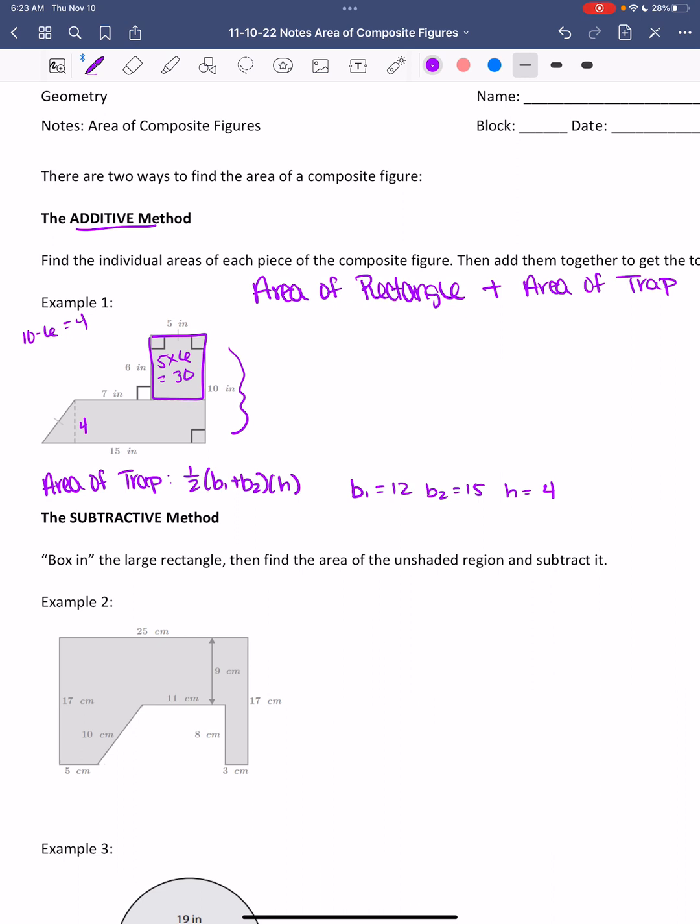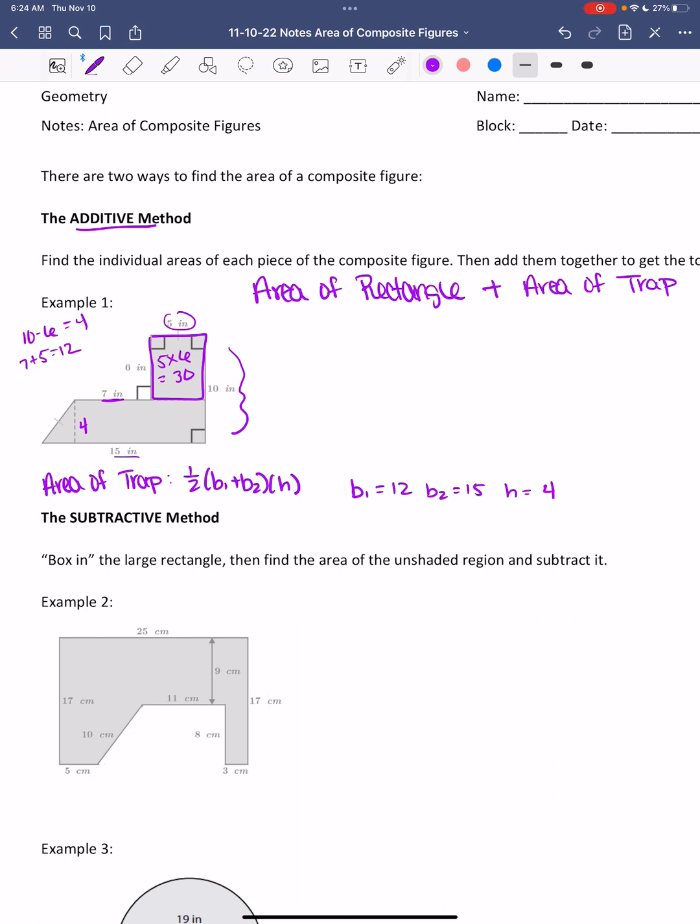And where I got the 15 from is right here. And where I got the 12 from is my 7 plus my 5 as far as up here. So 7 plus 5 is equal to 12. So I hope that answered some clarifying questions. So let's go ahead and substitute it in.